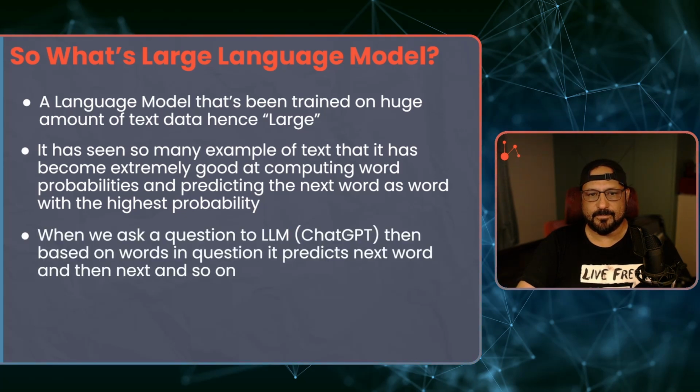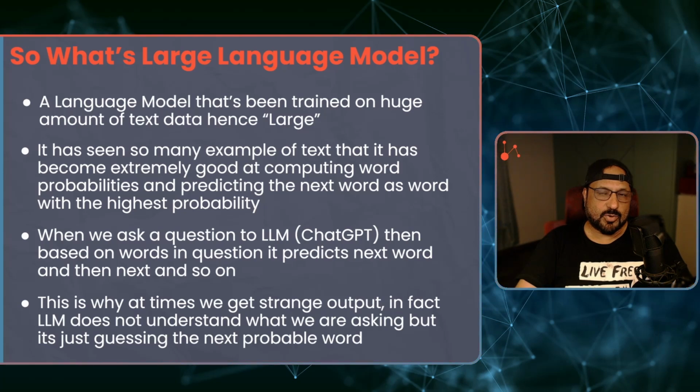That's what it's doing. So for example, when we ask a question to an LLM, let's say ChatGPT, then based on the words in the question, it predicts the next word and the next and so on. How can it do that? Again, it has seen a combination of these words already in the text corpora on which it has been trained, and that's how it can do that.